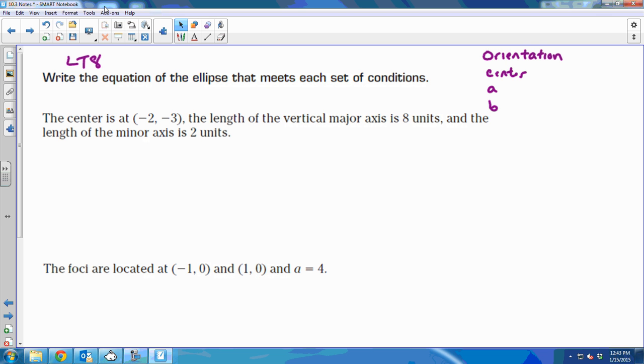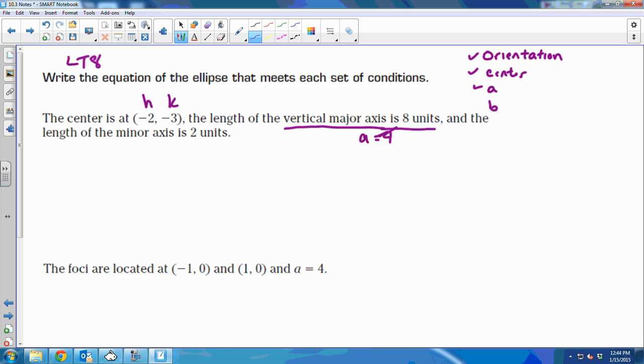For the first one, the center is at (-2, -3). I need the center. That's awesome. I have h and I have k. That's fantastic. It says the length of the vertical major axis. That means I know the orientation. The major axis always tells you the orientation, so I know it's vertical. The length of the vertical major axis is 8 units, so that means I should be able to find A. A is half of that, so A is 4. Perfect.